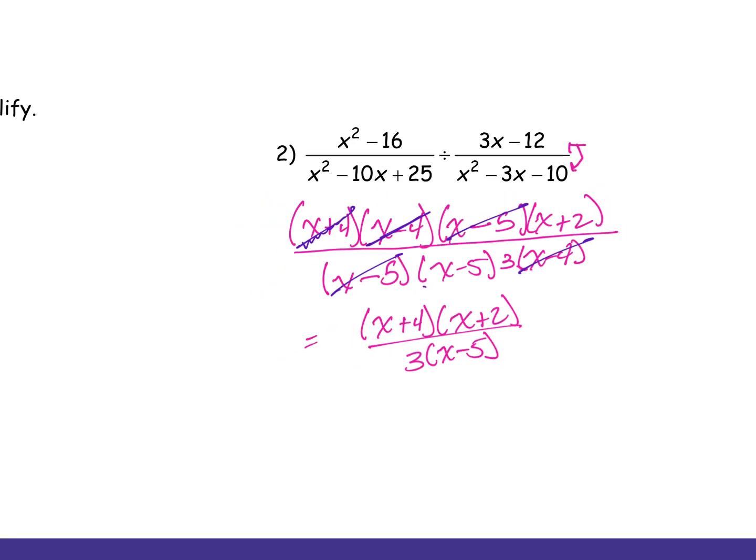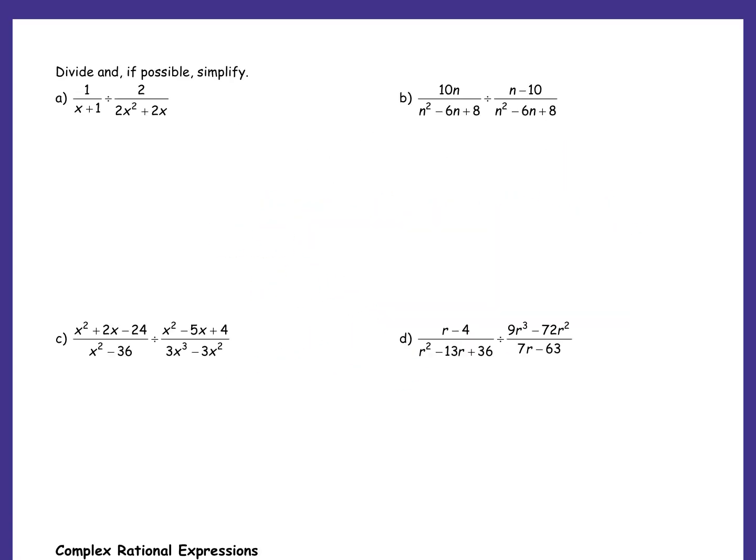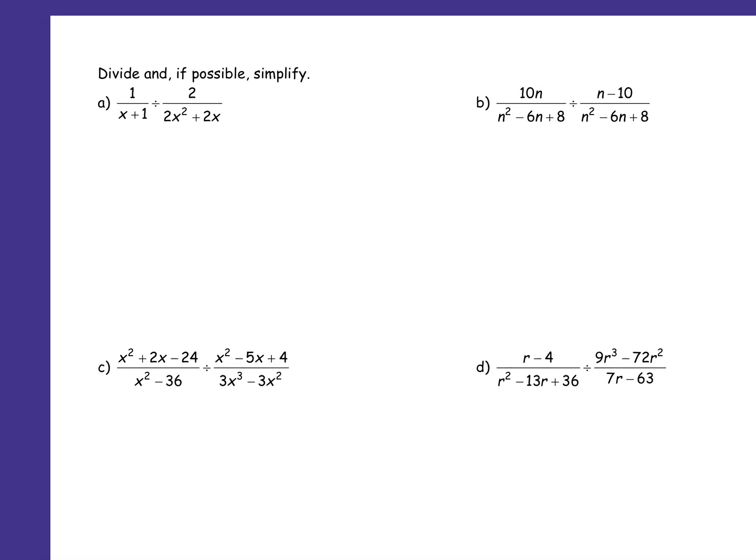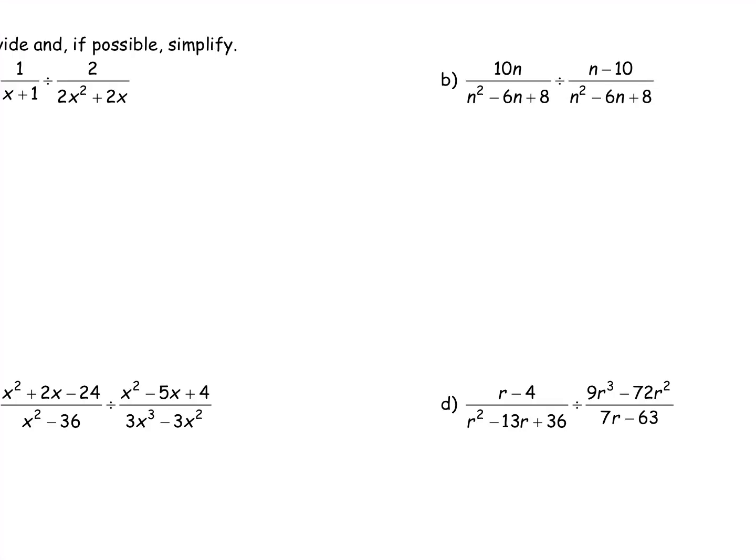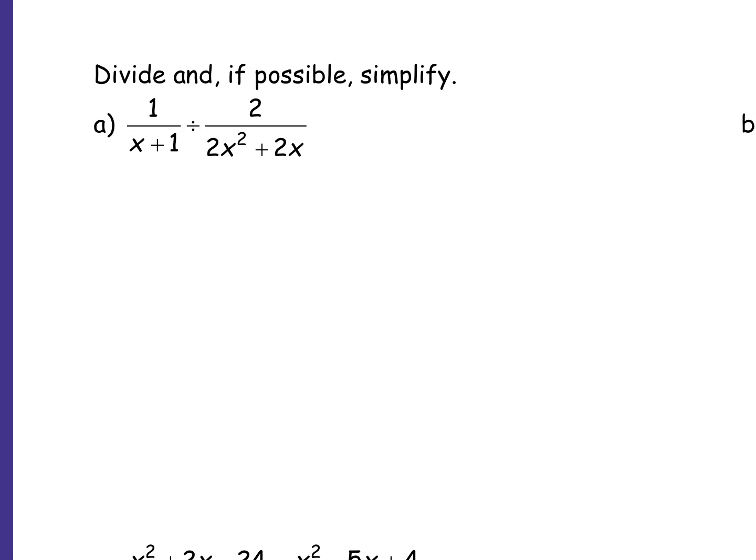I think that's it on this page, right? Okay, so go ahead and work on these 4 problems. So I'm going to flip the second one, and I get 1 times 2x times x plus 1 all over x plus 1 times 2. So those go away, the 2 goes away, and I get left with x.